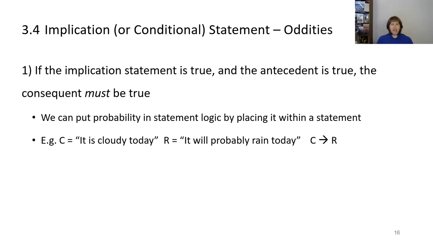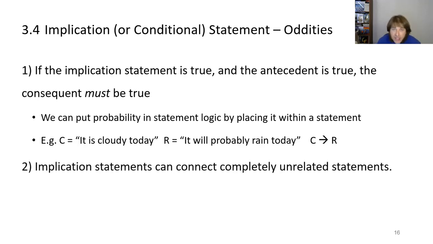We go ahead and we symbolize that. We're going to have, if it is cloudy today, then it will probably rain today. The probably is now part of the statement R, right? But the implication relationship between C and R is a 100% relationship. If C is true, then R has to be true as well. It just turns out that R's being true, full stop, flat out, now itself means that something else is probably going to happen or probably be true. So we can put probability into statement logic this way. That's a pretty handy thing to keep in mind.